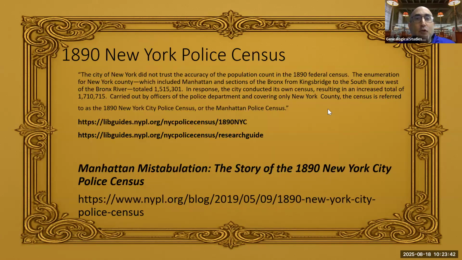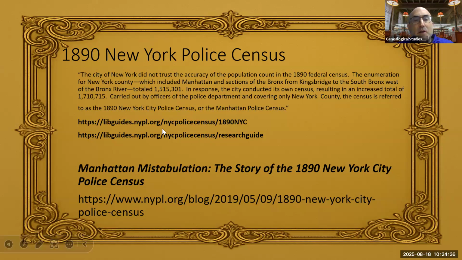Now, if your ancestors are from Manhattan, the best replacement for the 1890 federal census is the 1890 New York Police Census. Why was it taken? And this just kind of shows you about records. It was taken because the 1890 census, the powers that be in New York disagreed. Because at that time, it was Manhattan, part of the Bronx. The federal census counted 1,515,301 people, and New York felt they were undercounted. So they had its police department carry out its own census, and they did find 1,710,715 people. So apparently, in the 1890 census, 200,000 people were missing.